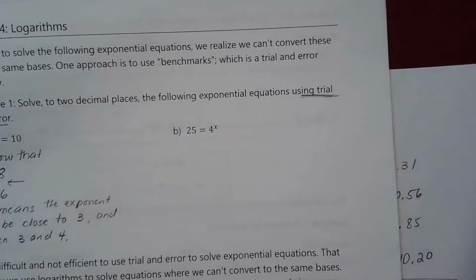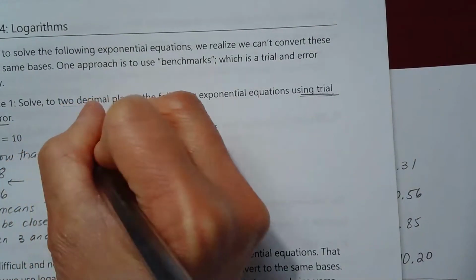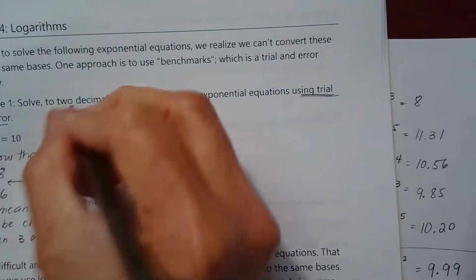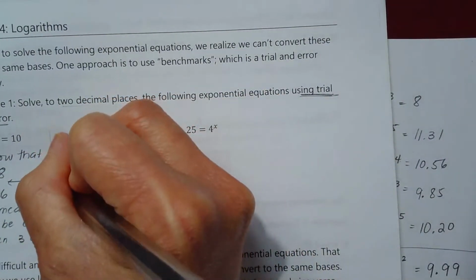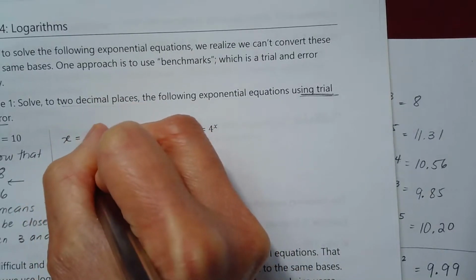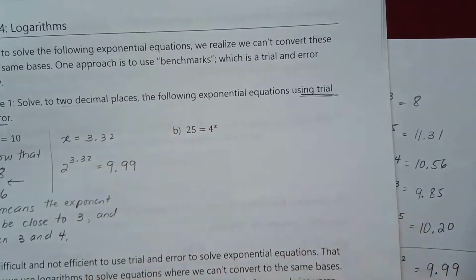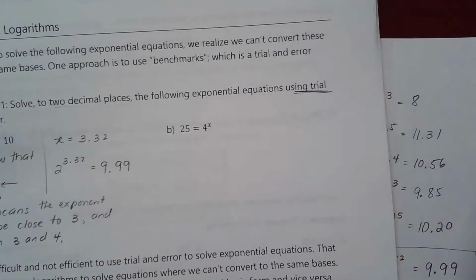So in this case, x is equal to 3.32, because 2 to the 3.32 is equal to approximately 9.99. So approximately super close to 10.